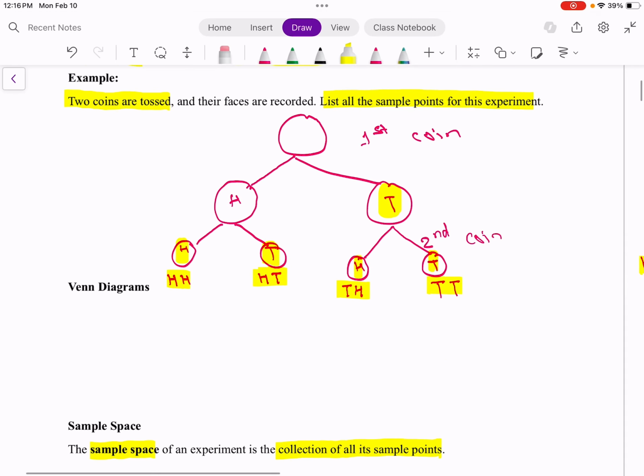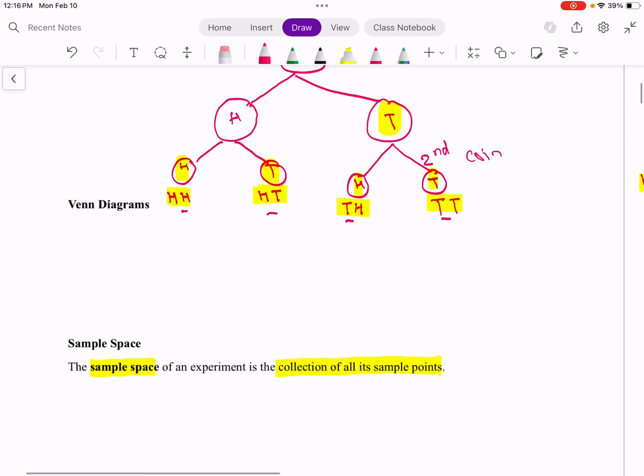So for our example, we had these 4 sample points. We collect these 4 sample points and we get a sample space. So we use S to represent sample space, and we collect every sample point as a set. So we have a set here. So we have a head, head, tail, head, tail. So you are collecting every possible sample point, and that is our sample space.